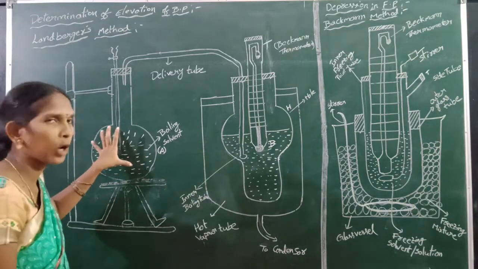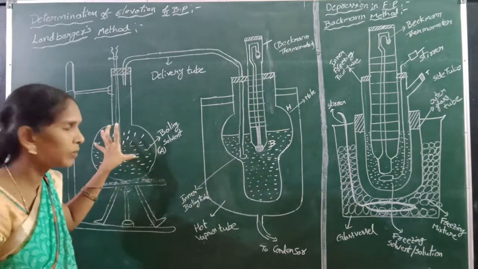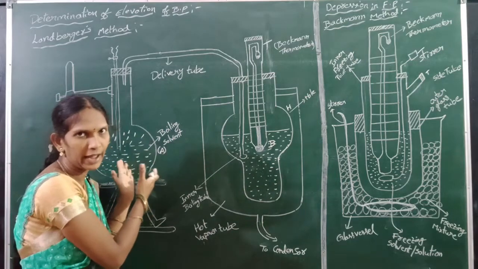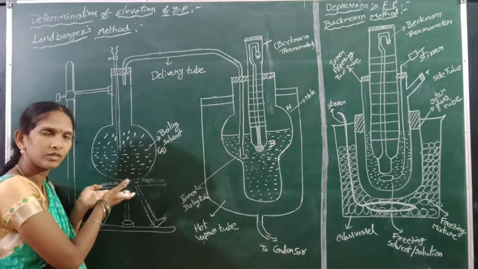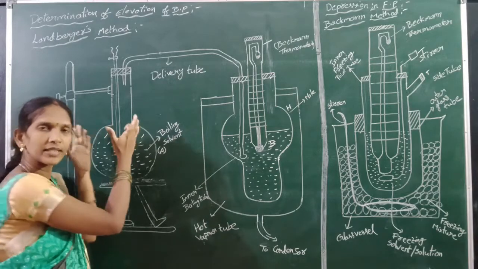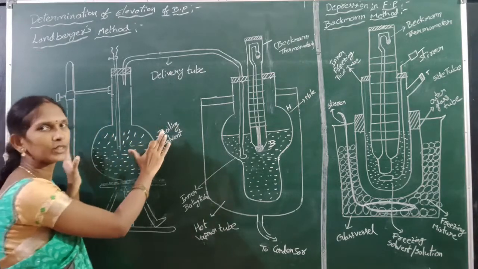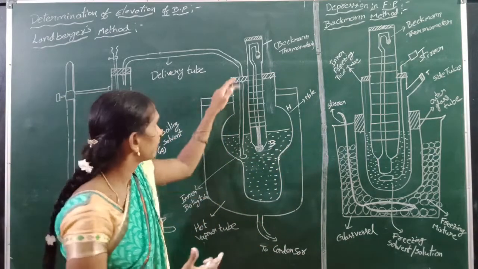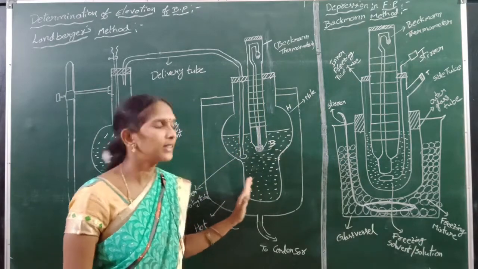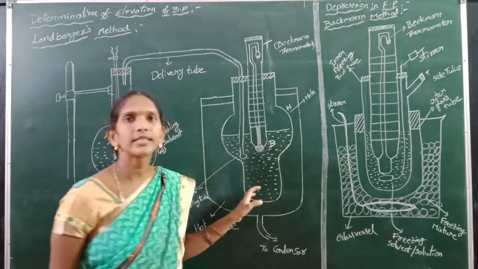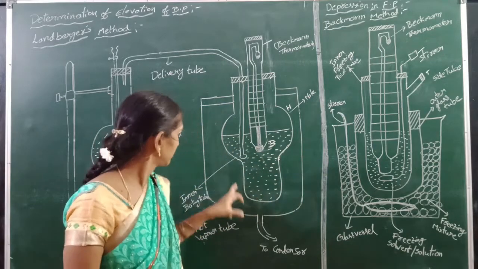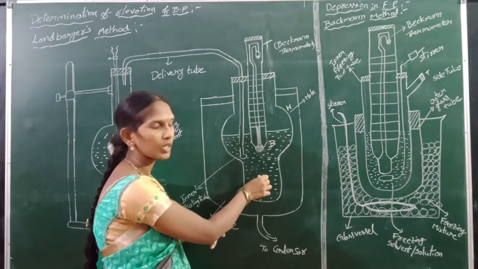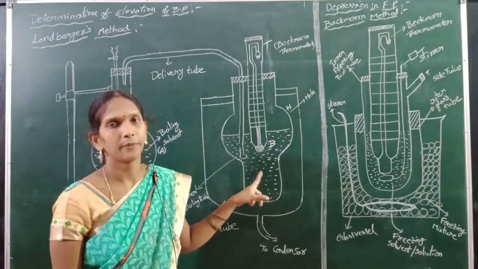First, the boiling flask contains solvent, and it is heated. It gets vapors, and this is constant. Next, in the inner boiling tube we take some amount of solvent.